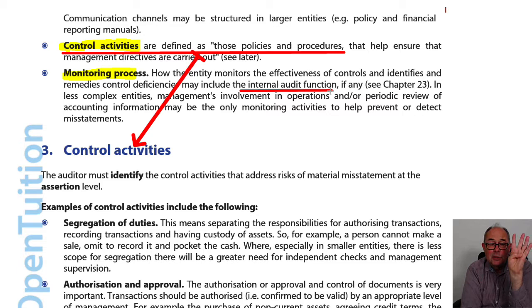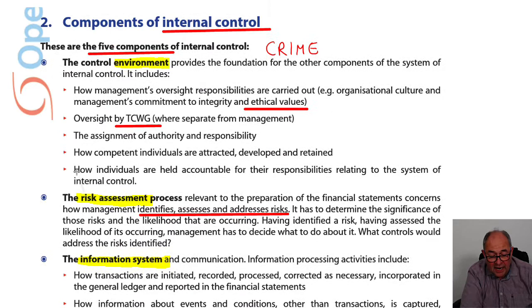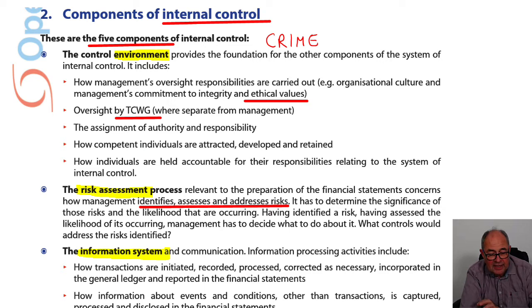There's a good information system in place. Individual control activities have been predetermined and are adhered to. And finally, there's a monitoring process, like internal audit or the audit committee, standing back and making sure that everything has been adhered to. So you may be asked for the five components of an internal control system. Remember CRIME, and make sure for the exam you could write perhaps a sentence about each of them.